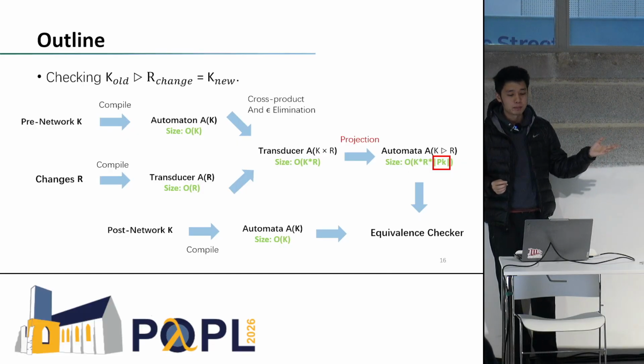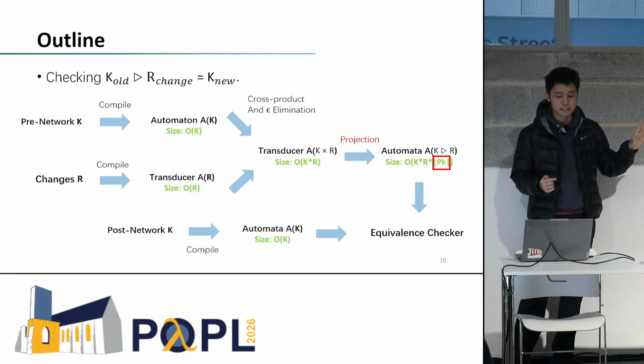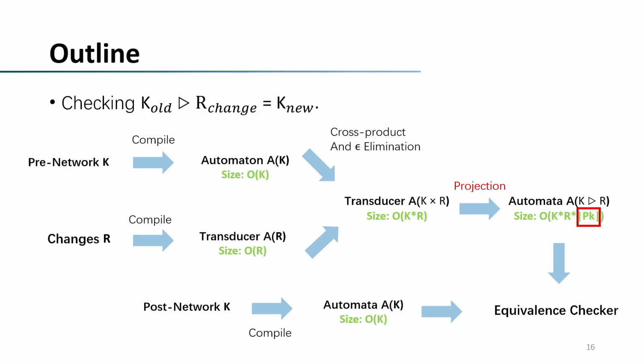Here is the whole compilation pipeline for checking K-old under the relation R change is equivalent to K new. Everything flows smoothly when we apply the regular transducer algorithm, but with one exception, which is the projection. It will induce a blow-up of at least the packet space size. It is really large because a 32-bit packet will lead to a 2 to the 32 blow-up here.